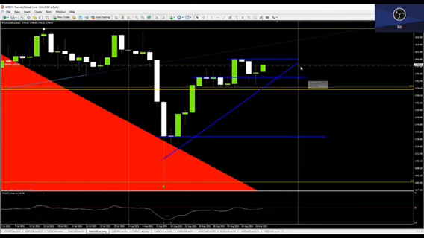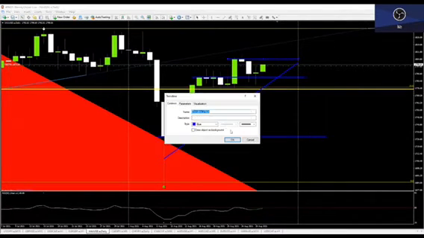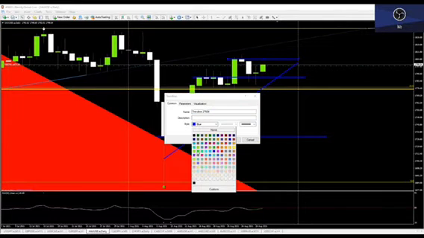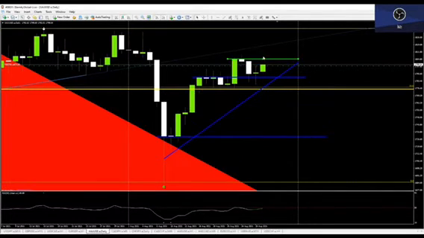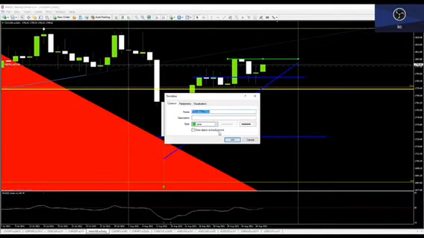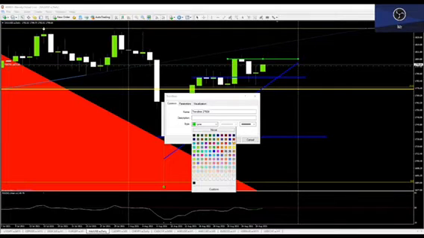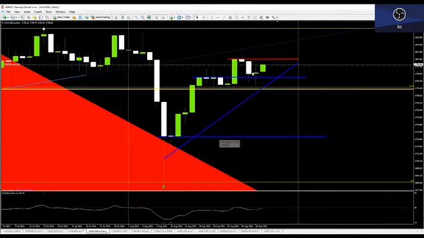So that blue is support. So let's change this color to, let's do green. All right, that's gonna be your resistance. Oh no, I'll make it red. I don't want to throw anybody off. All right, so there we got what we're looking at.